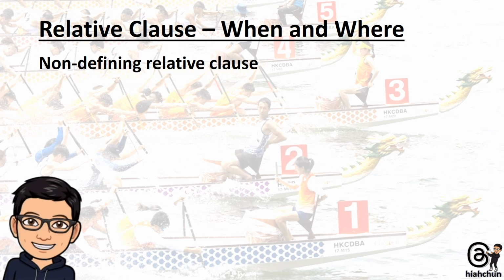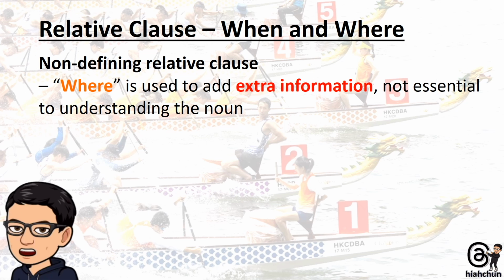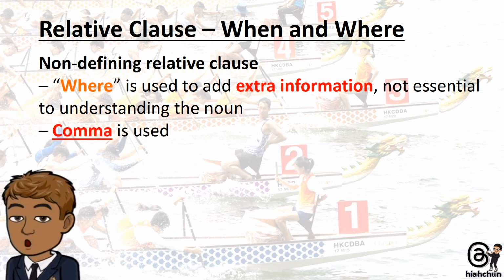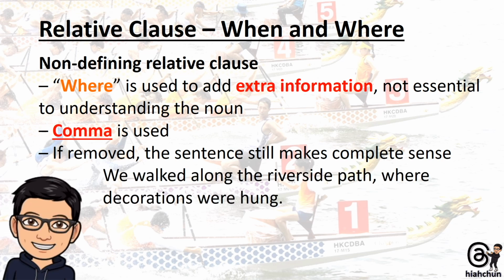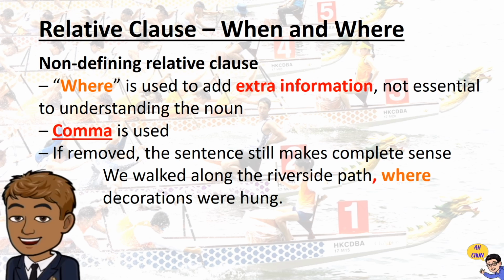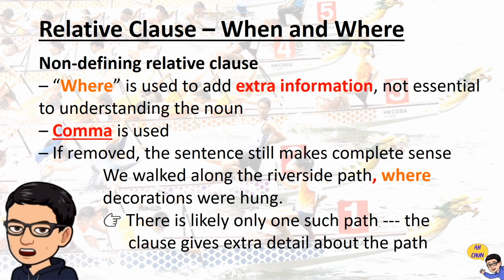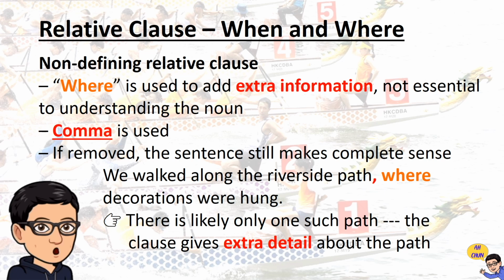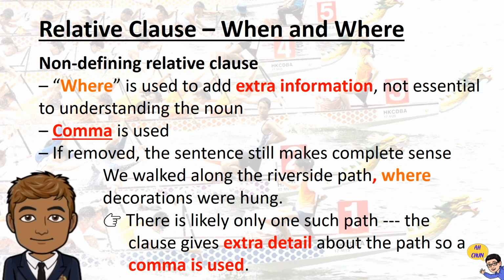In a non-defining clause, where adds extra information. It is not essential to understanding the noun. We use a comma because if you remove the clause starting with where, the sentence still makes complete sense. Let's look at our example sentence. We walked along the riverside path, where decorations were hung. There is likely only one such path. The clause gives extra detail about the path, so we use a comma. This is non-defining. We can remove the clause without changing the main idea.